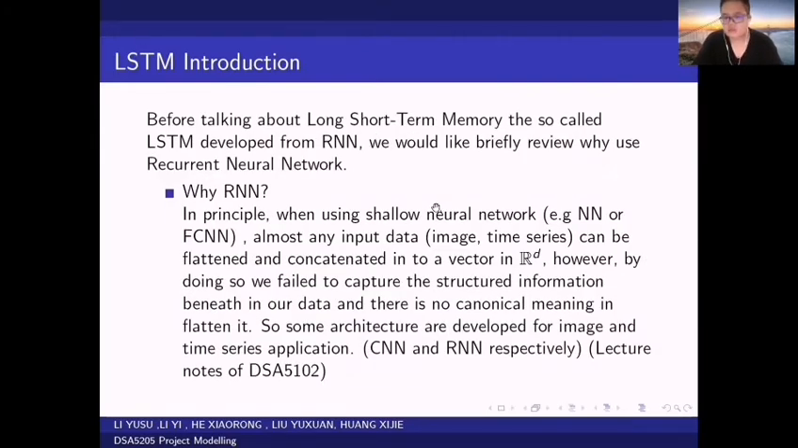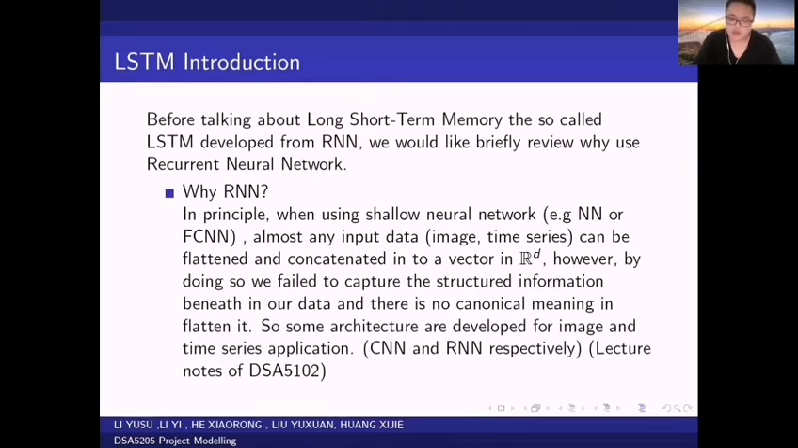Before talking about long short-term memory, the so-called LSTM developed from RNN, we would like to briefly review why we use a recurrent neural network and what the difference is from a shallow neural network. In principle, when using a shallow neural network, almost any input data, image or time series for example, can be flattened and concatenated into a vector in R^d. However, by doing so, we fail to capture the structural information beneath our data, and there is no canonical meaning in flattening it. So some architectures are developed for image and time series applications.